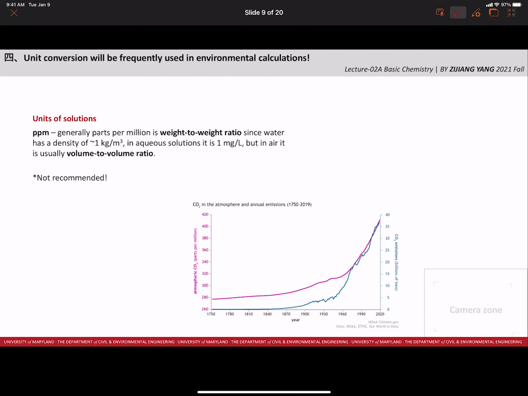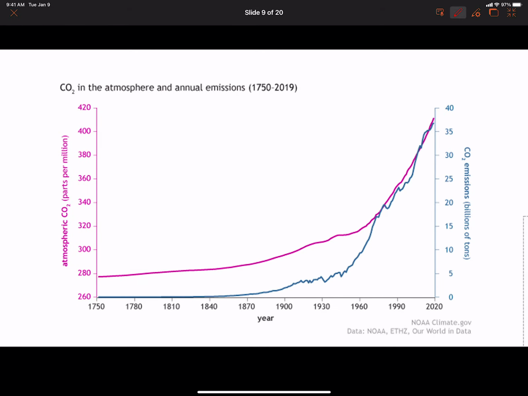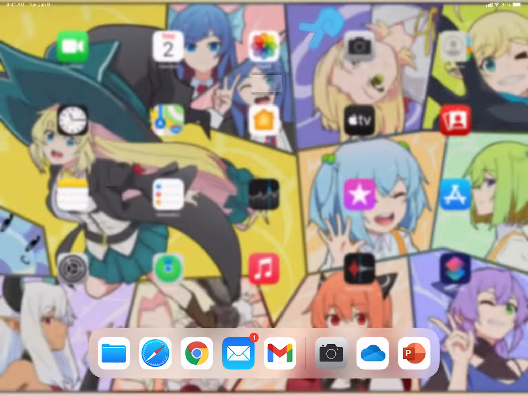And for the units of solutions, I think the one that we usually see is ppm. And here shows a picture of CO2 concentration in the atmosphere that changed with time. We can see that it uses ppm. And we can also see that in about last year, the CO2 concentration is around 400 ppm. And we can see what the concentration of CO2 in our classroom is now. I can show you guys.